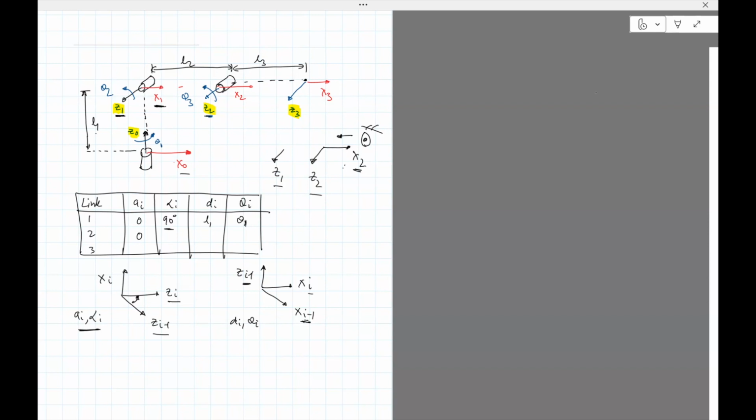The next is the distance between Z1 and Z2 along X2. So this is going to be the distance. The distance is given as L2. This is L2.